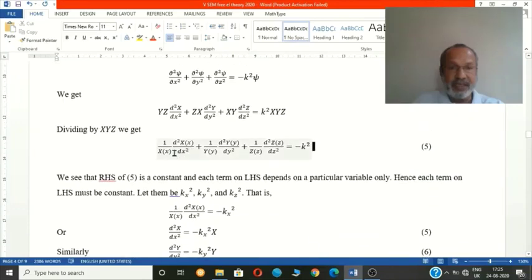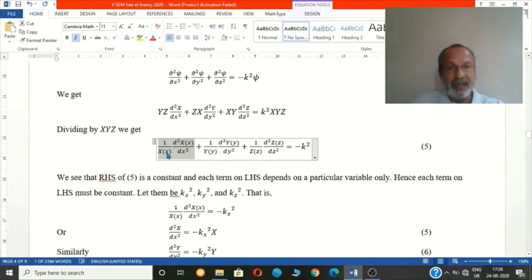Here you can see this term yz will cancel and you will get a 1 by x there. If you carefully look at this equation, you can find that this first term depends on x only. This term depends on y only, and the third term depends on z only, and the RHS is independent of x, y, and z.